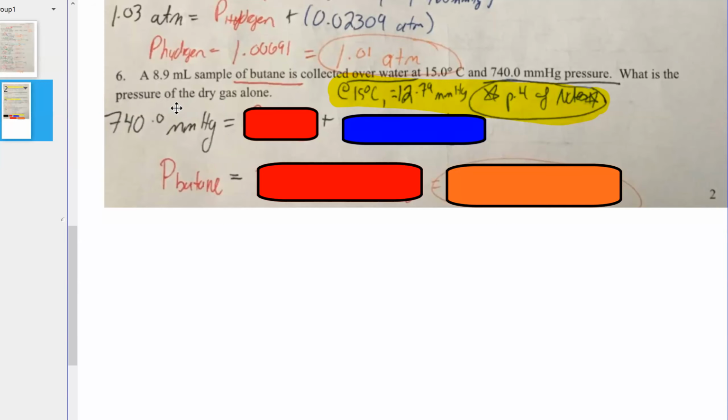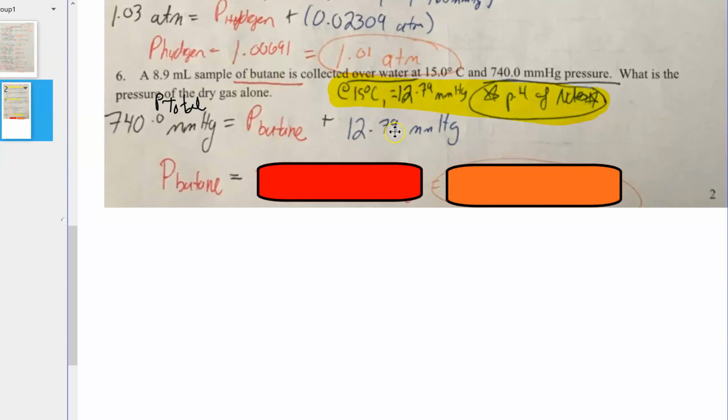Okay, so we know that P total right here, this is my total pressure of the system, is going to be equal to the pressure of the dry gas, which is the butane, plus the partial pressure of water. So I could label this right here. This is partial pressure of H2O, the water vapor. So how do I get butane by itself? Well, I just subtract this over.